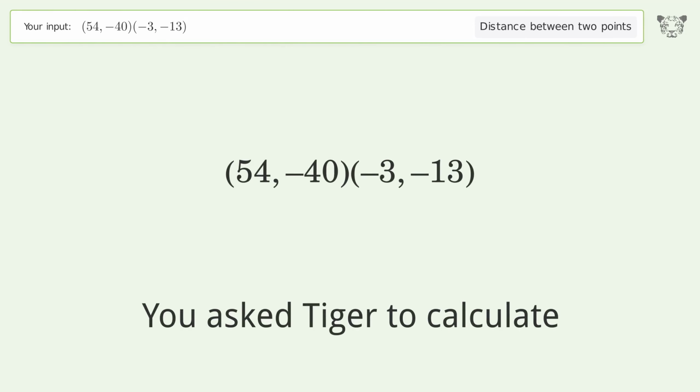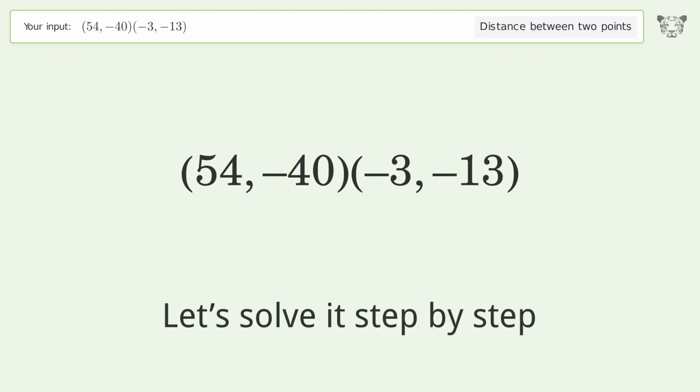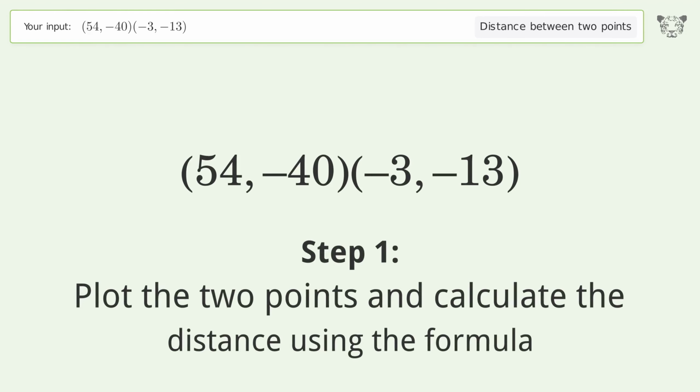You ask Tiger to calculate. This deals with the distance between 2 points. The distance between the 2 points is the square root of 3978, or 63.071. Let's solve it step by step. Plot the 2 points and calculate the distance using the formula.